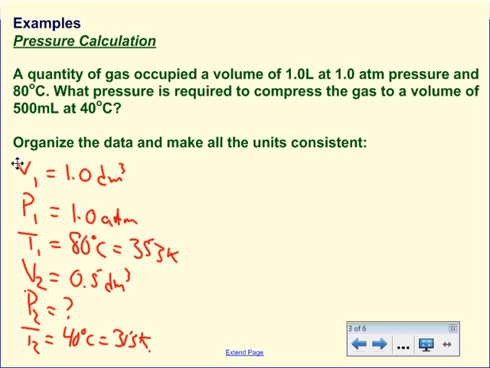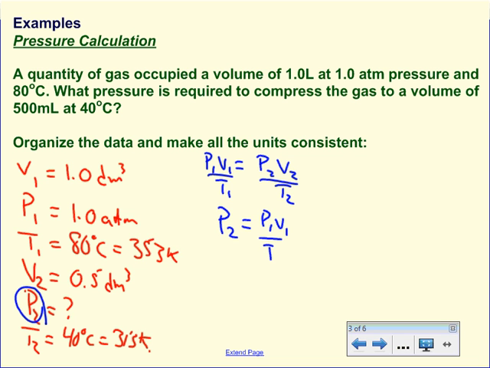The first thing I'm going to do is set up my combined gas equation: P1V1 over T1 equals P2V2 over T2. Next, I'm going to rearrange it and isolate for my unknown. In this case, it is P2. So P2 is going to be equal to P1 V1 T2 over T1 V2.